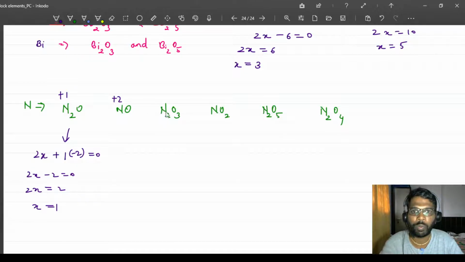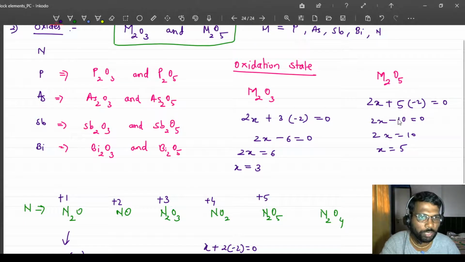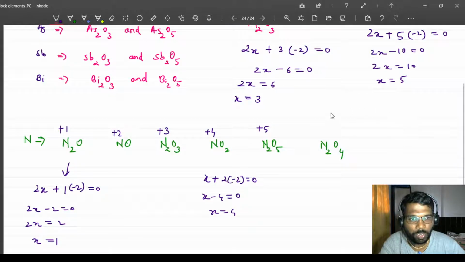Like this I have calculated for N2O3, the M2O3 general formula. So here oxidation state is +3. Here, if we calculate, then it will be +4. How is it? Let's see. X I'm putting, since only one nitrogen, 2 into minus 2, which is equal to 0. So x minus 4 is equal to 0. X is equal to 4. So here oxidation state is +4. Here oxidation state is +5. In this example I have solved how the oxidation state will be +5, and here the oxidation state will be again 4. How? Let's check it.